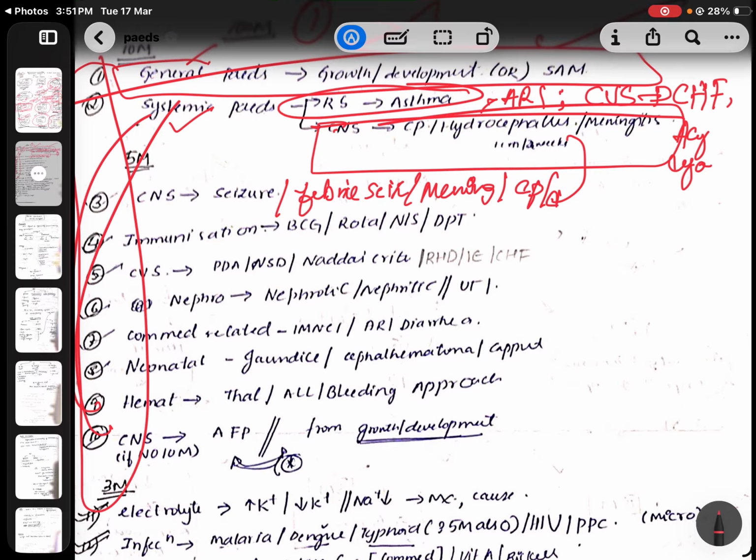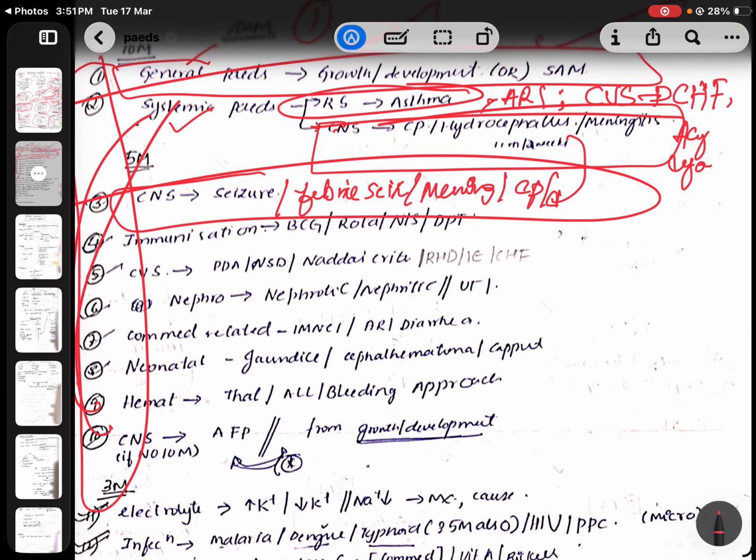Okay, so again, whatever is predicted, the same thing is there. One thing is that I have missed febrile seizure. Please make sure you add that. And also, coming to general pediatrics, it's about 14 marks.